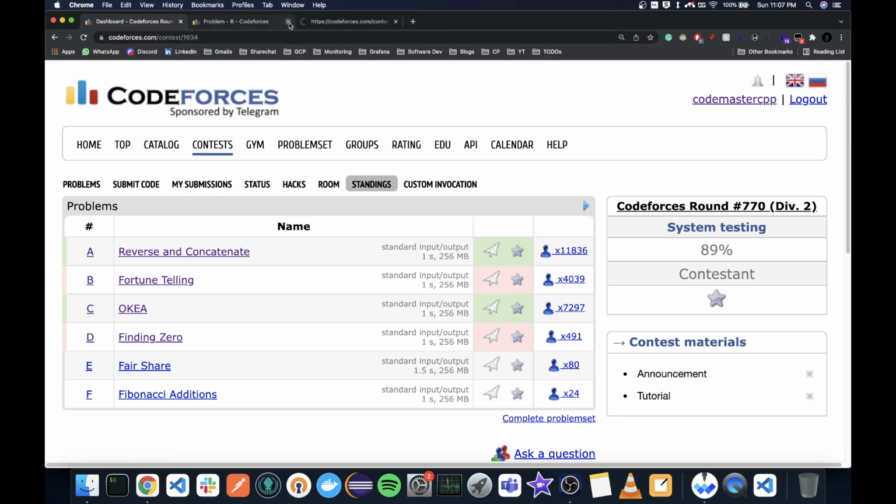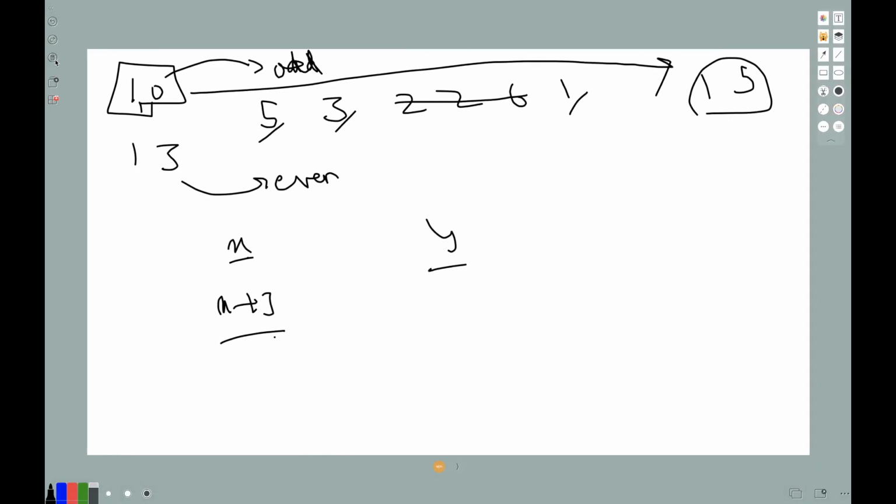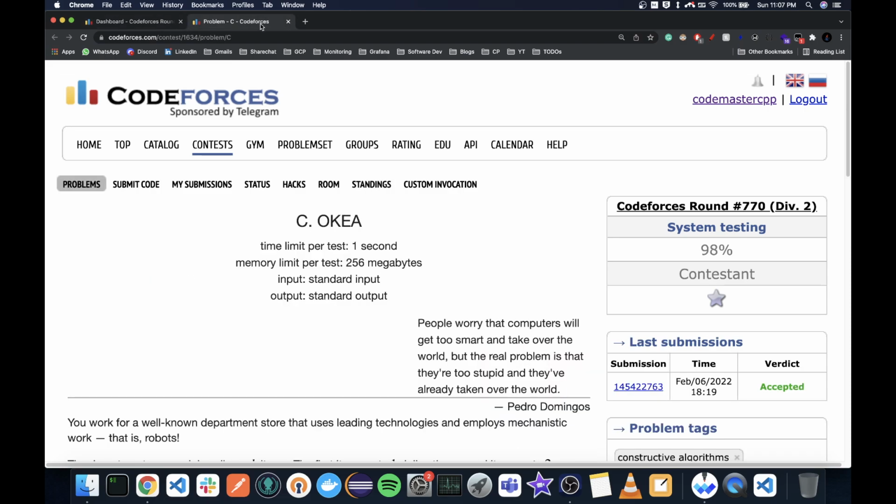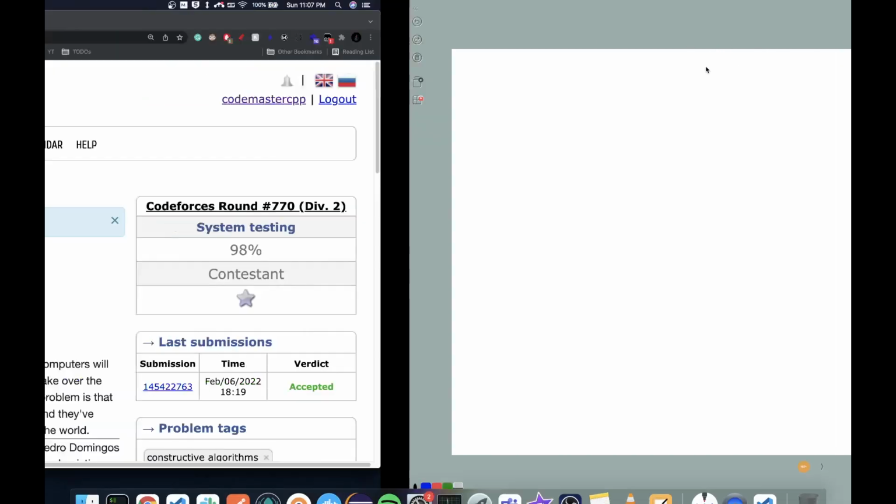Now let's look at problem C. Let's delete this. I actually like this whiteboard the most. It's pretty nice. It looks good. The colors are nice and the features are also nice. If only it had dark mode.